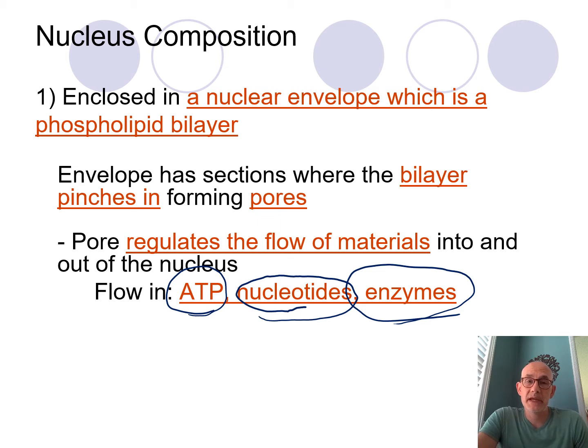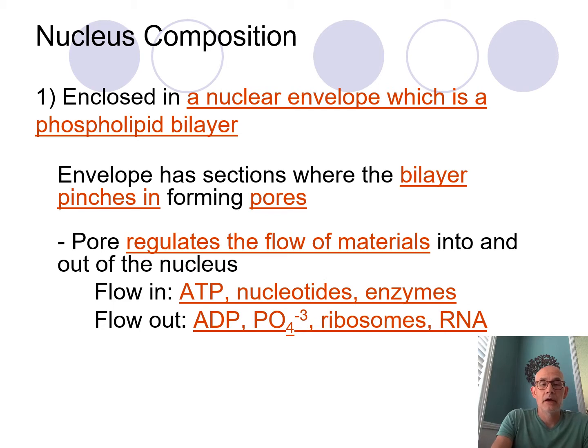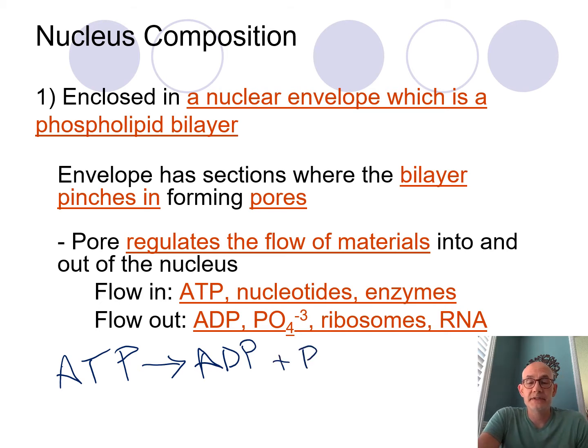Those enzymes are made in the cytoplasm, and then they have to come into the nucleus to do their jobs, like copying the DNA and making the RNAs for protein synthesis. Things flowing out of the nucleus are going to be ADP and phosphate. So when the ATP is used, it breaks down into ADP, adenosine diphosphate, and the third phosphate is broken off. That gives the energy for the cell processes.